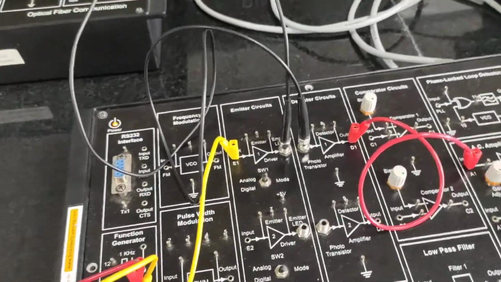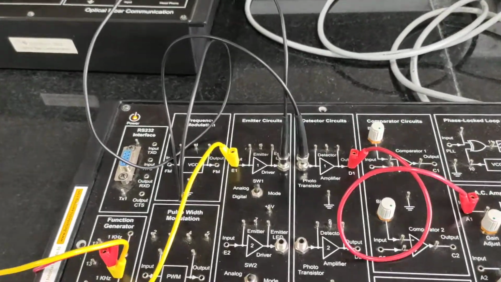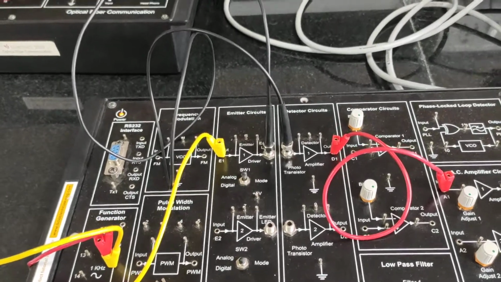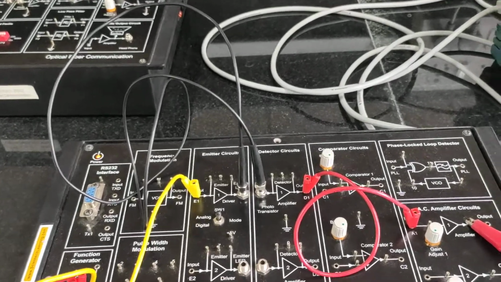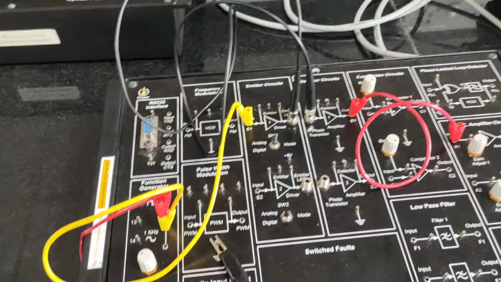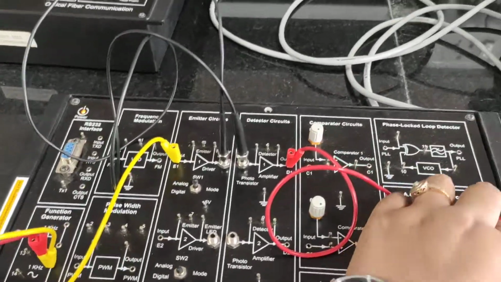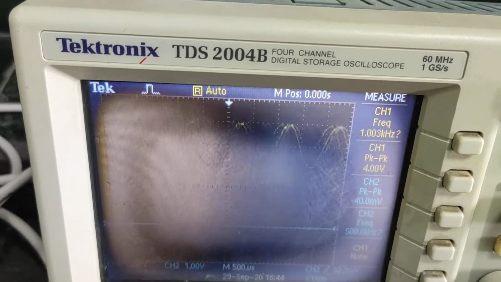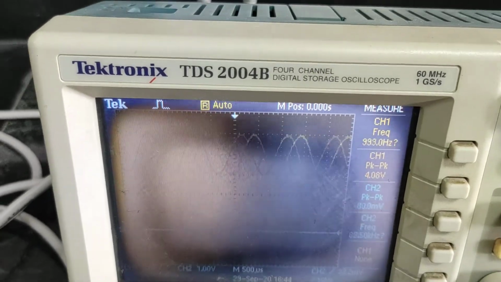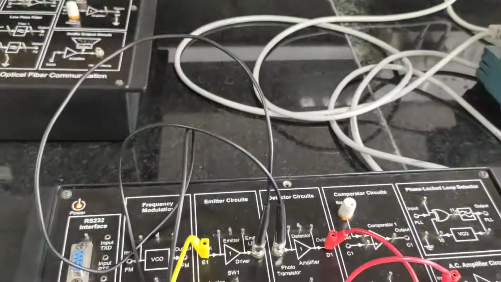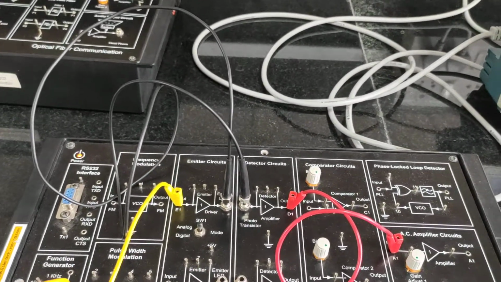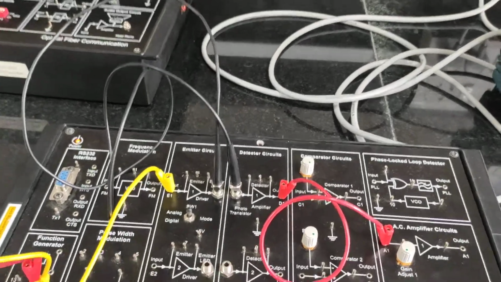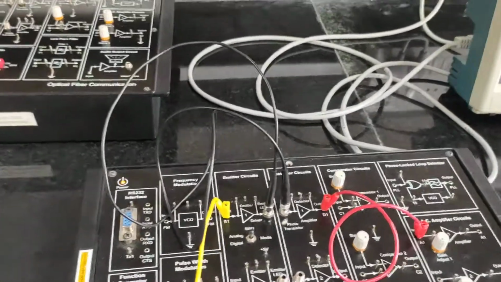Okay, so what we will do, we will take the measurement of the amplitude of the output signal at 0 turn, 1 turn, 2 turn, then 3 turn, 5 turn, 7 turn, and so on. Okay, so firstly, our input signal is 4.4 volt peak to peak. Now we will rotate the fiber optic cable on the mandrel, and we will observe the decrement in the amplitude of the output signal.